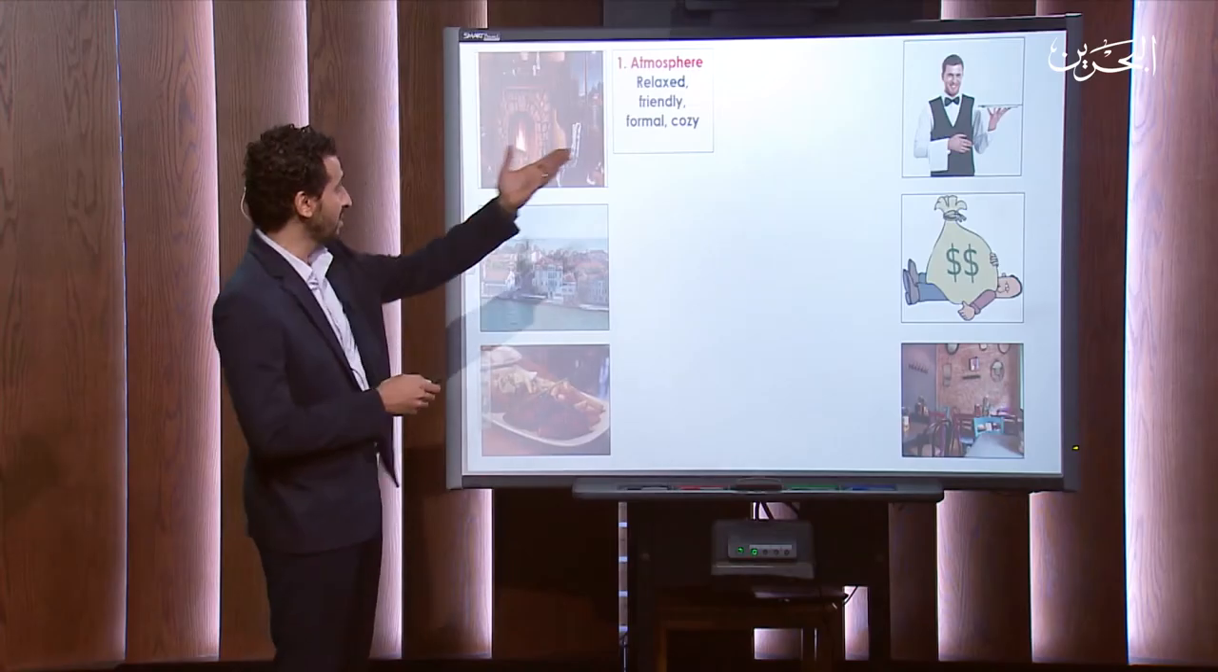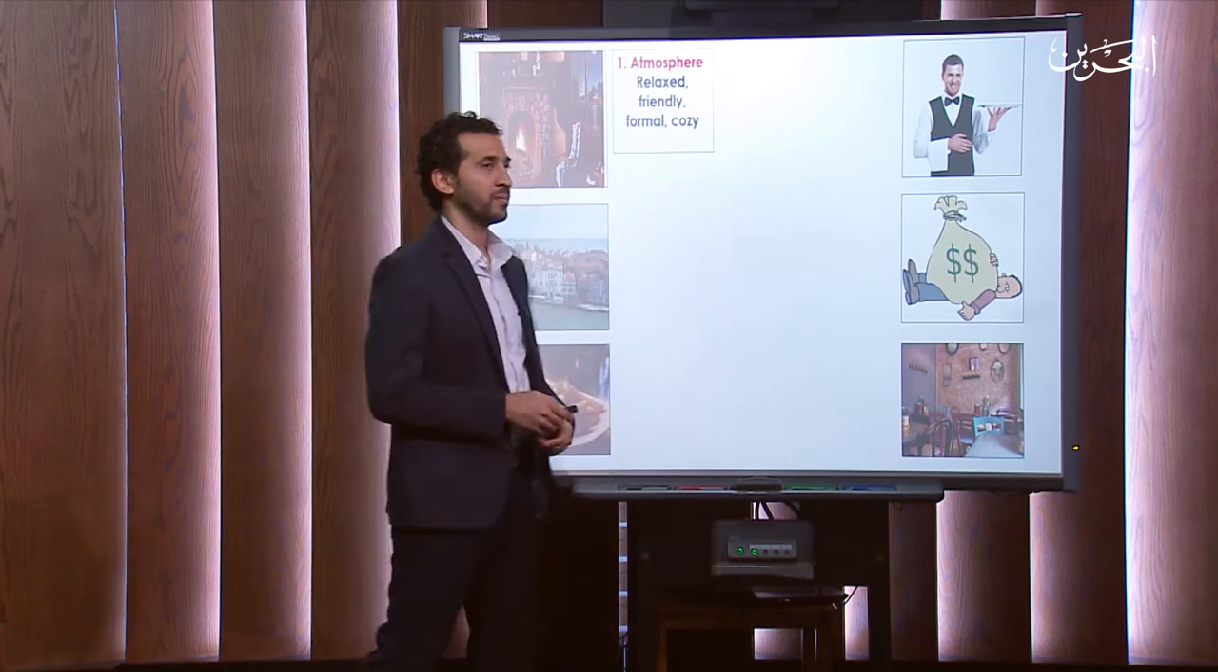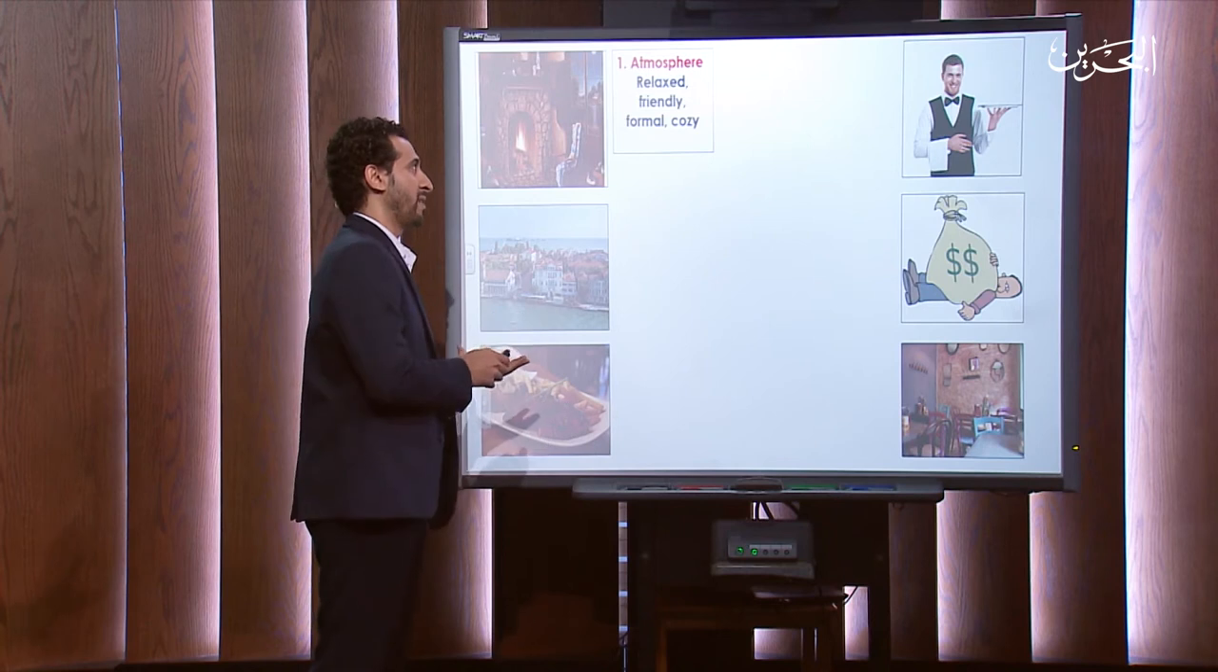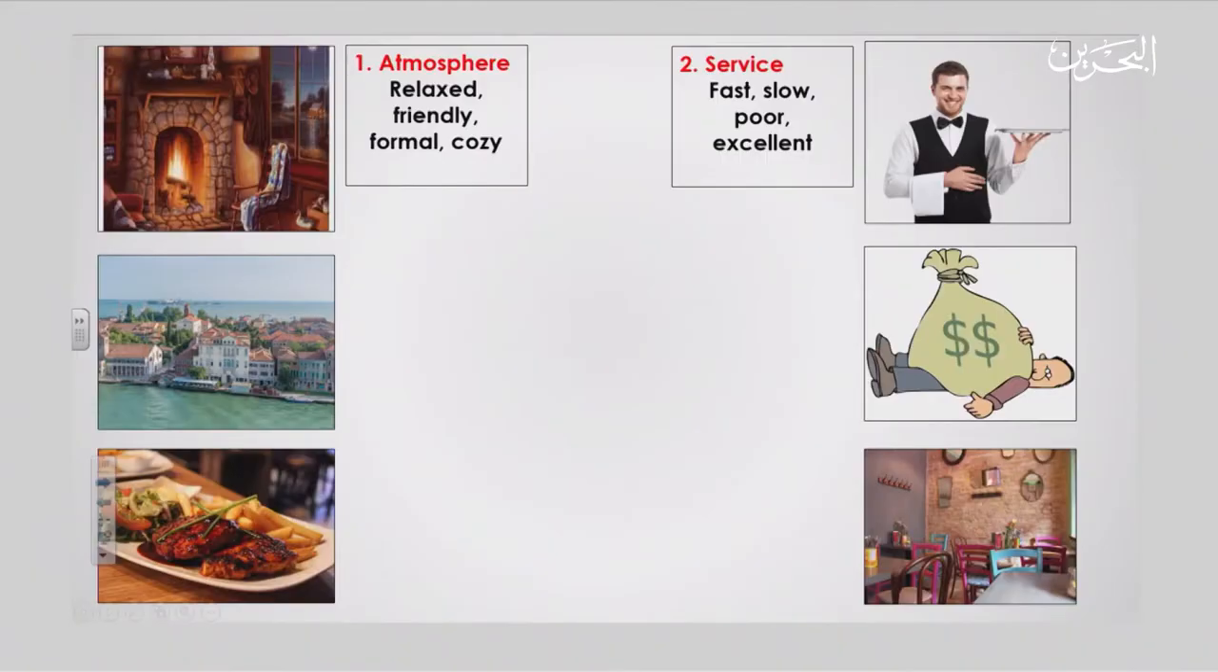Now, what about the second picture? This is a waiter. If we have a male waiter, if you have a woman, you can say waitress. This is service. The service can be fast, it could be slow, it could be poor, it could be excellent. When I say poor service, I mean bad service.